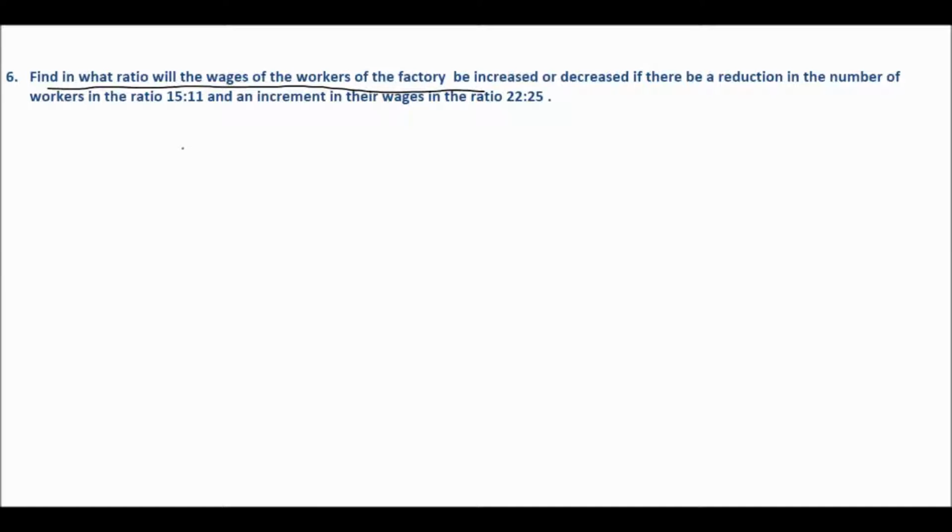So suppose I take x to be the number of workers in a factory and y be the wages, I can say the average wage. Now, they told that there is some reduction in the number of workers and increment in their wages. What happens with the original number of workers and the wages?